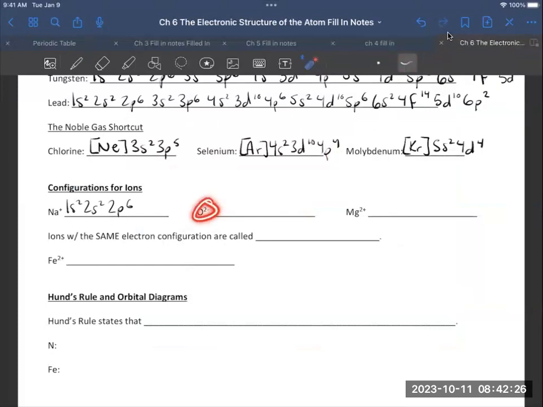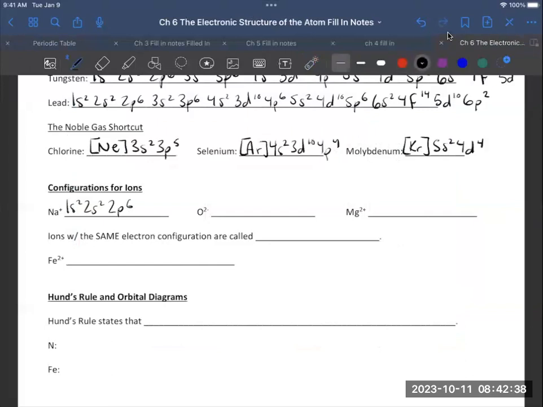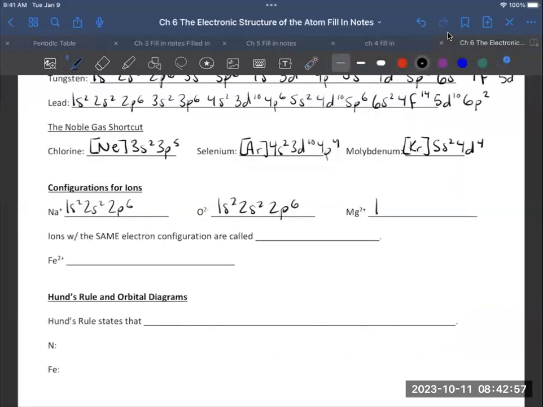Meanwhile, oxygen has a -2, so that means it's gained 2 electrons. Oxygen normally had 8, however, it has gained 2 electrons, so now it has 10. So it's going to be 1s2, 2s2, 2p6. Let's look at magnesium 2 plus. It starts with 12 electrons, but then it loses 2, and then it becomes 10 electrons, which will be the same as neon. So 1s2, 2s2, 2p6.